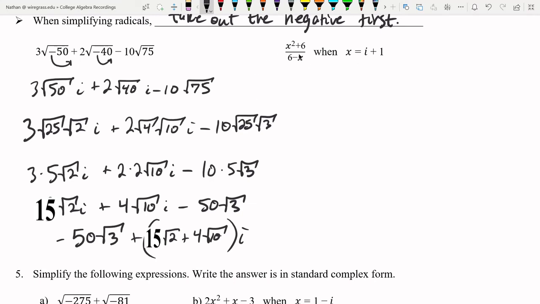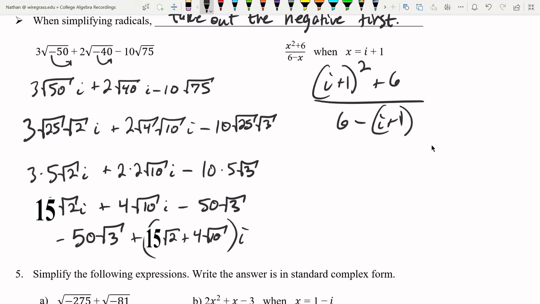Okay, for this next one, we know what x is, so we're going to plug x into there. So we have i plus 1 squared plus 6 over 6 minus x, which is i plus 1. Now I'm going to simplify this statement down. i plus 1 squared is going to be i plus 1 times i plus 1. Factor that out. We're going to get i squared plus i plus i plus 1. Or this is negative 1.